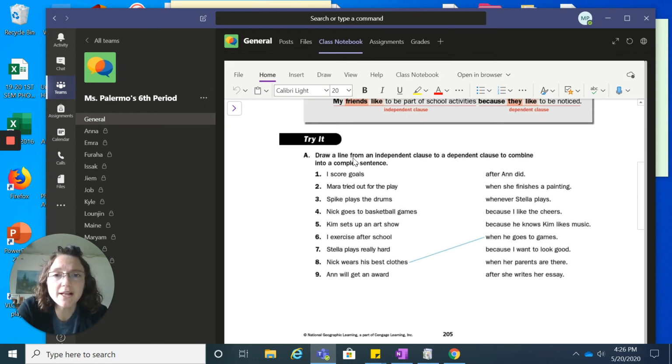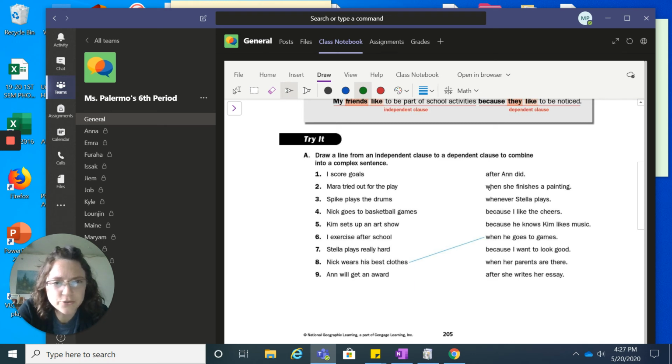You're going to draw a line from an independent clause to a dependent clause to combine it into a complex sentence. And I do this by going to draw, then I click on the pencil, I click on the beautiful color I want, I'll go with green, and then I'm going to read the independent clause. I score goals. I'm assuming this person's a soccer player. Oh, I see basketball here. You know I don't know sports. Anyway, I score goals, and we're going to match it with the dependent clause that makes the most sense.